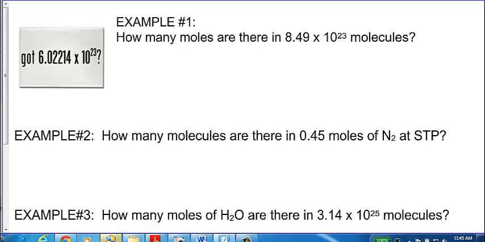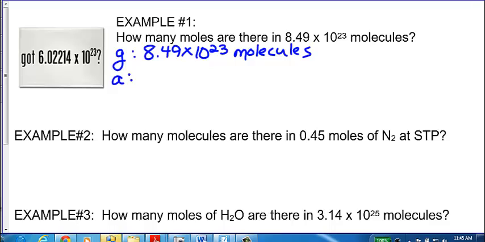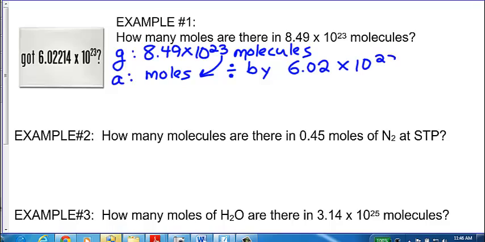Okay? So for example, how many moles are there in 8.49 times 10 to the 23rd molecules? In this case, we are given 8.49 times 10 to the 23rd molecules. And they are asking us for how many moles? So in this problem, we're going toward moles. So you're going to divide by the magic molecule number, which is 6 times 10 to the 23rd.